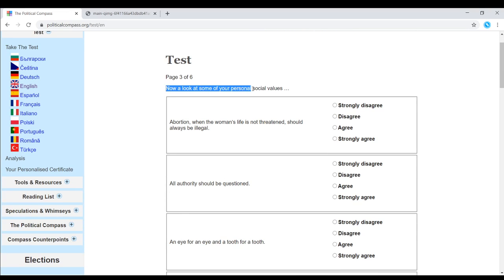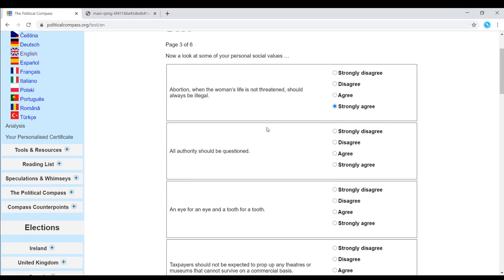Okay, now look at some of your personal social values. Here's where a lot more hardline Christian things will probably come in. Abortion, when the woman's life is not threatened, should always be illegal. Of course it should. We should not be killing babies as Christians. And it is a baby. It is a baby in that person's womb.